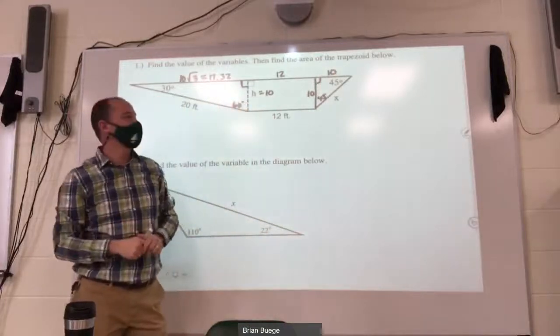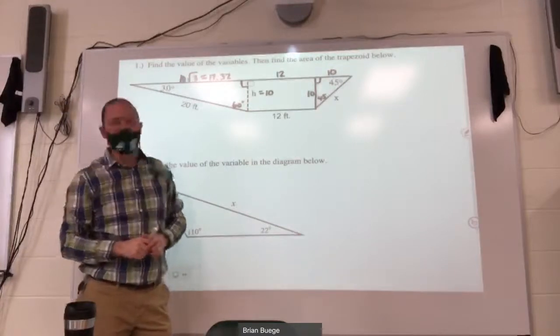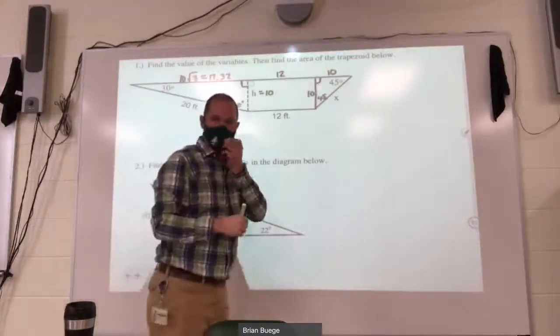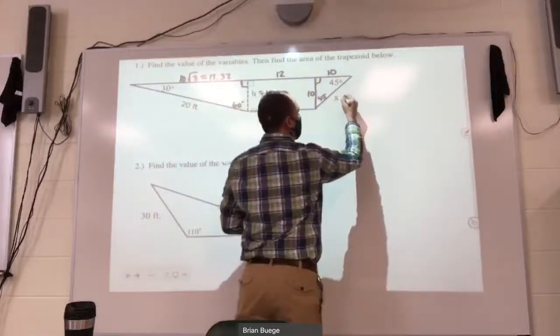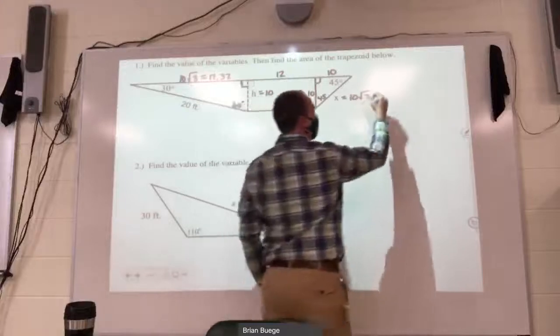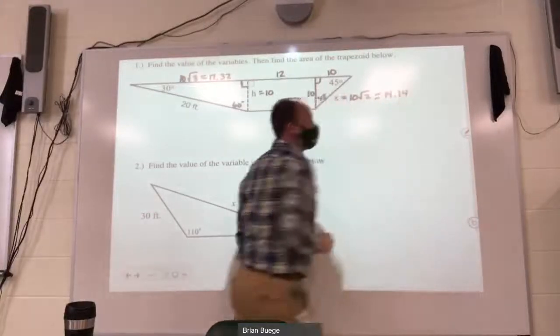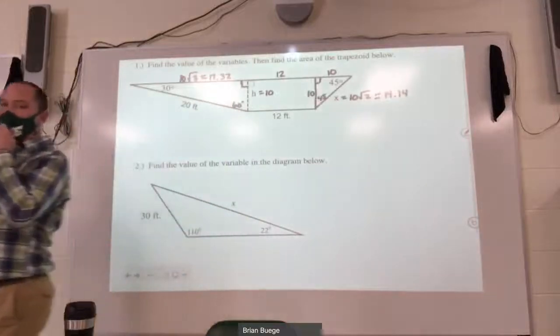And the last part, solving for x, is what's the hypotenuse of my 45, 45, 90? This would be 10 times the square root of 2, or the decimal version of that, if I remember correctly, is 14.14.